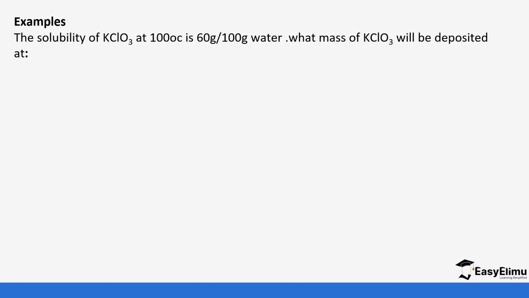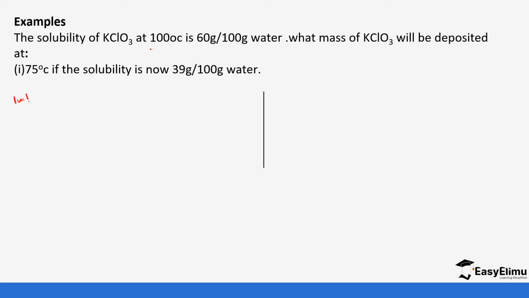The solubility of potassium chloride at 100 degrees Celsius is 60 grams per 100 grams of water. What mass of potassium chloride will be deposited at 75 degrees Celsius if the solubility is 39 grams per 100? So I want you to note the initial solubility. Initially, we have 60 grams of potassium chloride in 100 grams of water. So this is where we are starting from.